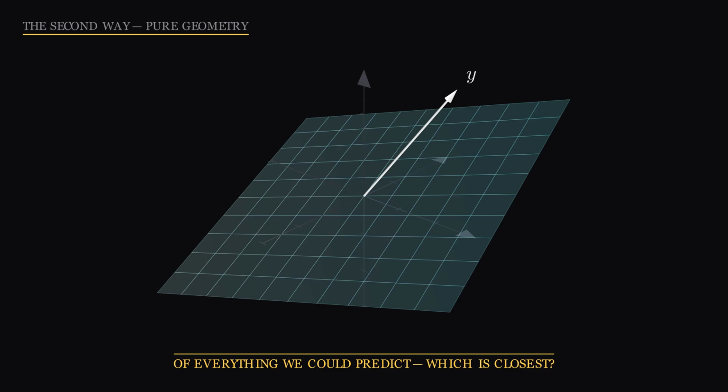But our data arrow points off in its own direction because real data is noisy. So the question becomes, of all the predictions we could make, which one is closest to the truth? Watch what happens when we drop the arrow straight down onto the surface. The closest point is the shadow, the spot directly beneath the tip of the arrow. And that little connector between the arrow and its shadow is the residual.